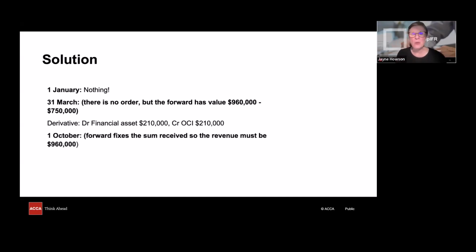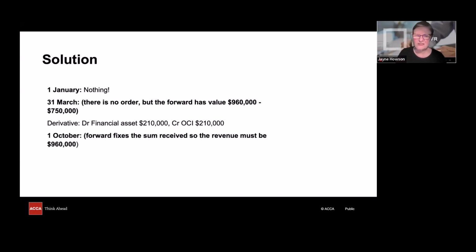Now again, think about what this is doing. The forward is fixing the sum received. So somewhere I've got to reflect the cash coming in at 960 and I've got to reflect the revenue coming in at 960. So the P&L has to show what this transaction's actually doing.